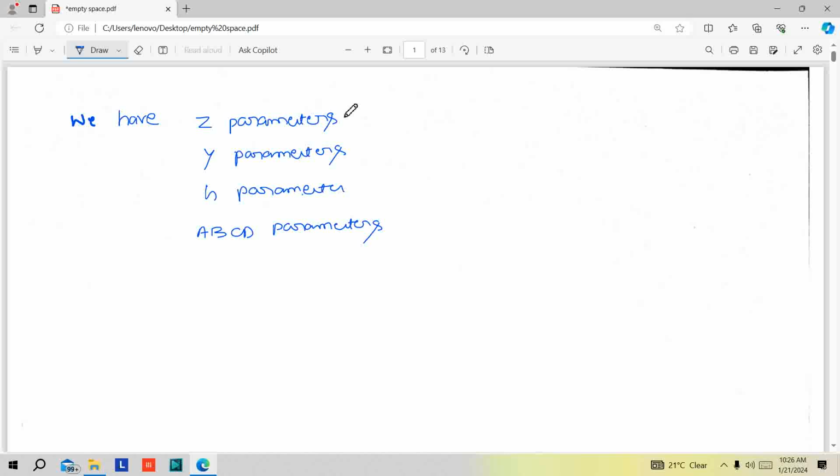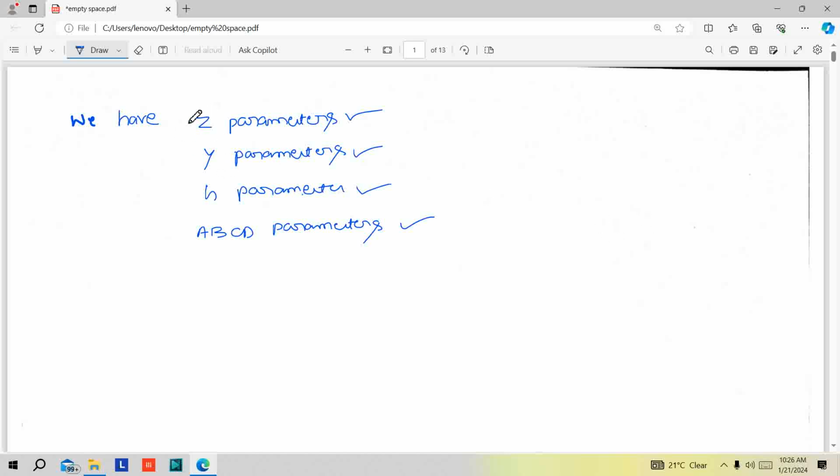Z parameters are also called impedance parameters. Y parameters are called admittance parameters. H parameters are called hybrid parameters. And ABCD parameters are also called transmission parameters or T parameters. Correct? So here I actually want to discuss the conversions, because in the examinations they may ask any conversions, correct?